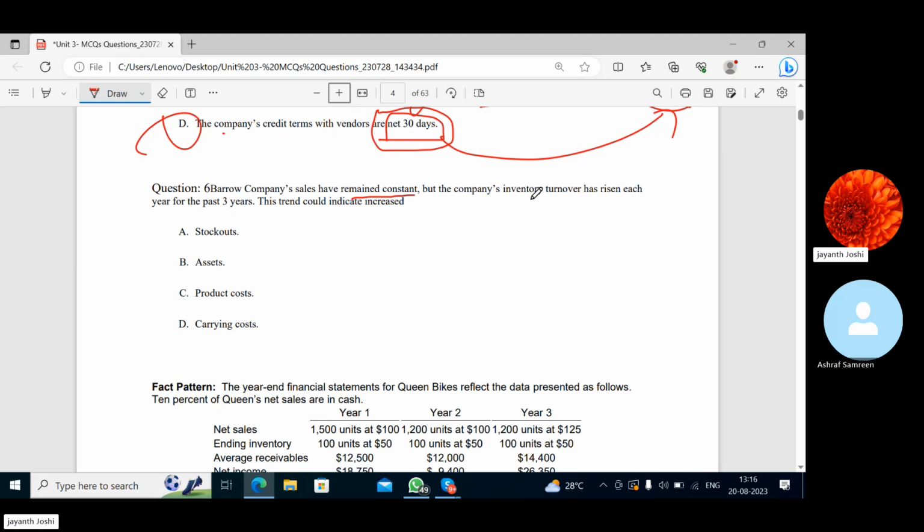Barrow company's sales have remained constant, but the company's inventory turnover has risen each year for the past 3 years. This trend would indicate increased what? Increased assets. You should think properly. See what happens. Sales have been constant, but the stock turnover ratio is rising. Stock turnover ratio rising means more inventory is getting sold, correct? That means less inventory with them, so there is more chance of stock out, right?